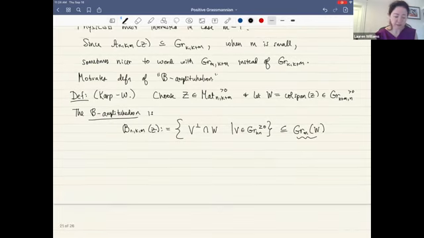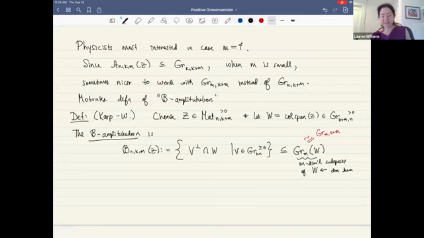So this is my notation for m-dimensional subspaces of W, and W, I'll note, has dimension k plus m. So we've now defined an amplituhedron-like object that lies in a Grassmannian of m planes in k plus m space.